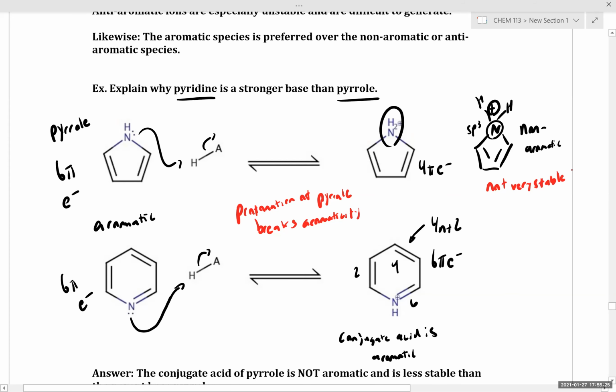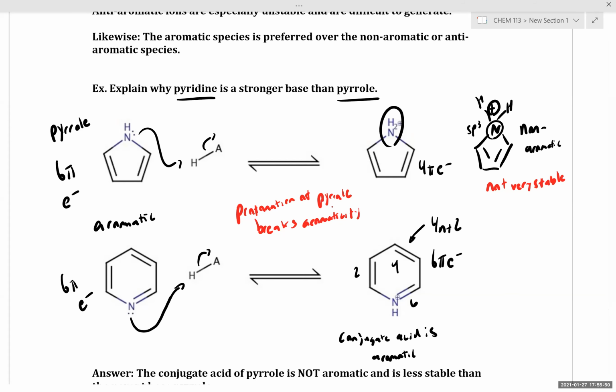It's not like an actively unstable, anti-aromatic system, but it certainly doesn't receive any stabilization from aromaticity, because this ring is non-aromatic. Pretty straightforward in that idea. So then, protonation of pyridine breaks aromaticity.